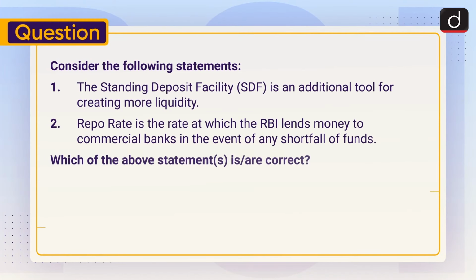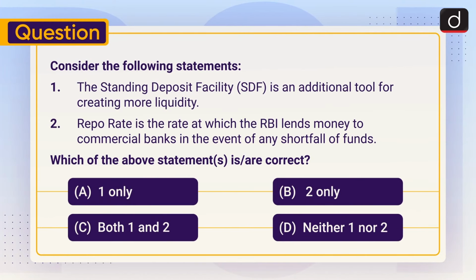Now it's time for the practice question. Consider the following statements. 1. The standing deposit facility, that is SDF, is an additional tool for creating more liquidity. 2. Repo rate is the rate at which the RBI lends money to commercial banks in the event of any shortfall of funds. Which of the above statement or statements is or are correct? 1 only, 2 only, both 1 and 2, or neither 1 nor 2?